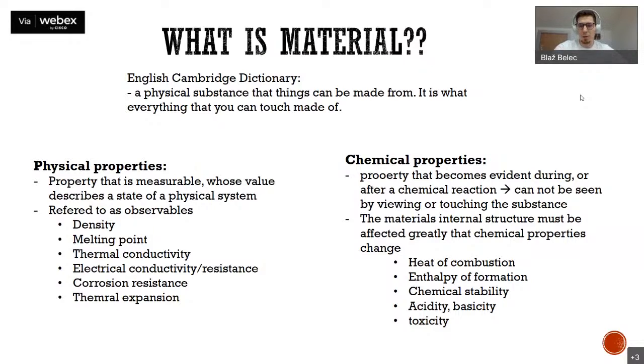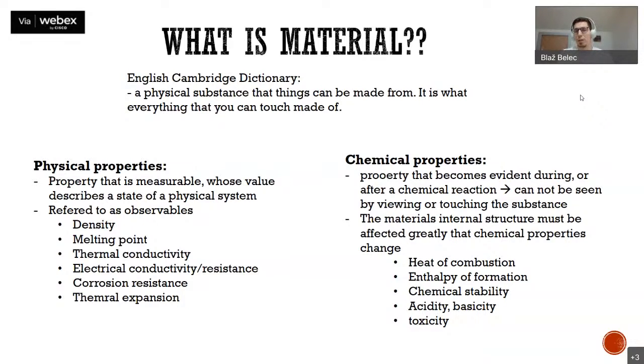First of all, what is material? According to the Cambridge English Dictionary, it is a physical substance, the thing or things that something can be made from, and what we can touch, see, smell. So basically everything around us. A material has physical or chemical properties. Physical properties are those that are measurable, whose value describes a state of a physical system, for instance density, melting point, thermal conductivity, electrical conductivity, corrosion, and so on.